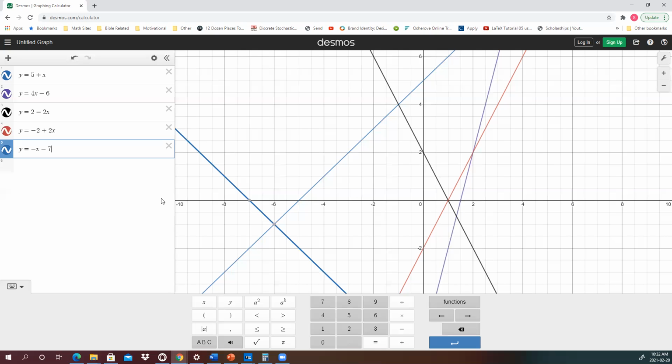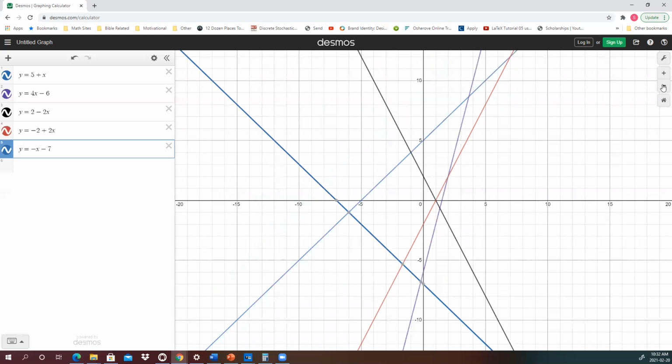If they don't all line up, that's the problem. You may have calculated something wrong somewhere, but they should all line up because they're all straight lines. I'm going to go back over there. All right.